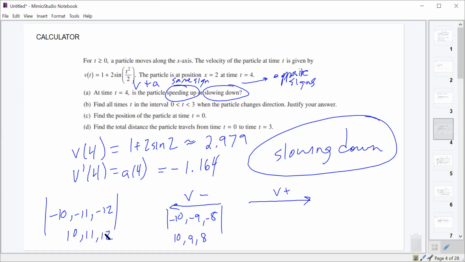So it depends on if those things have the same or the opposite signs, whether the speed is increasing or decreasing. Does that make sense? Yes. Wonderful. Okay. Right. What was your question, Ryan?